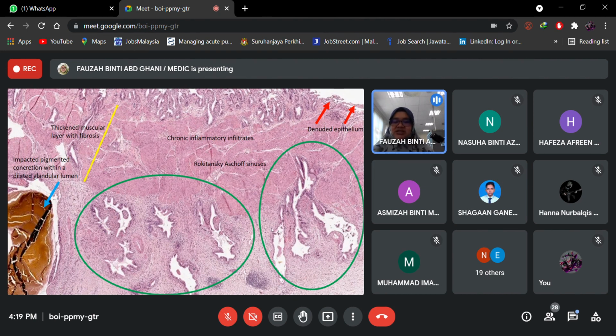Okay, so this is what we call Rokitansky-Aschoff sinus. This is classical for chronic cholecystitis. The thickening is due to fibrosis that we see elsewhere, but also the thickening of the muscular layer. The muscle layer shouldn't be as thick as this, but it is. This is really thick, so that adds on to the thickening of the wall of the gallbladder.